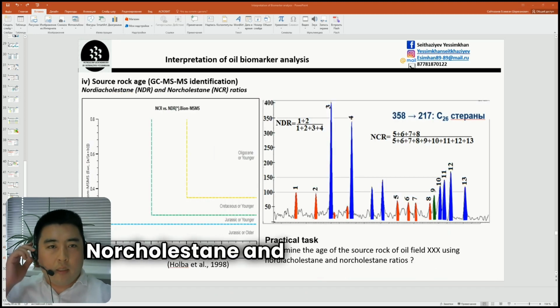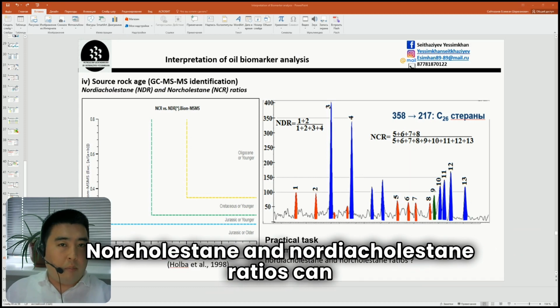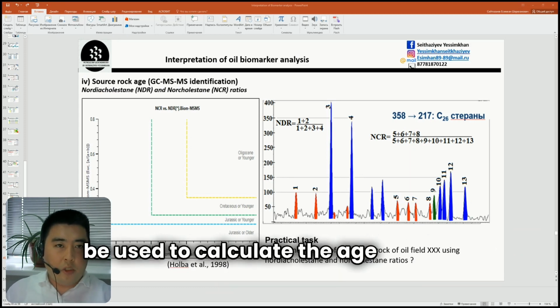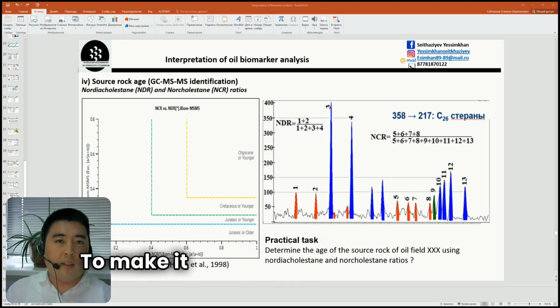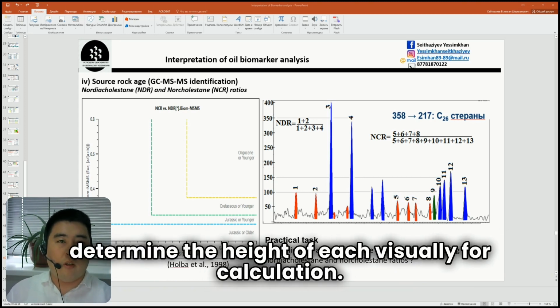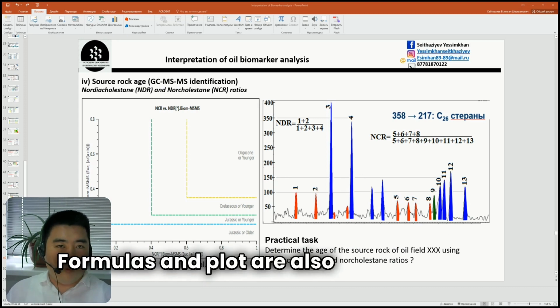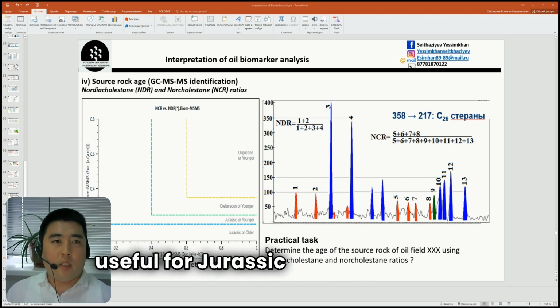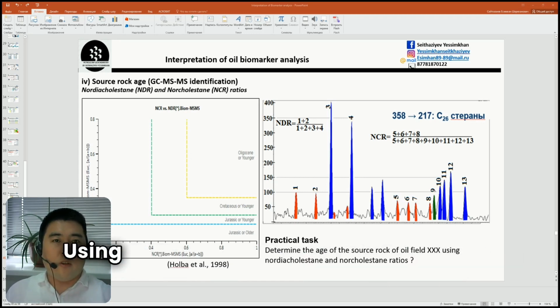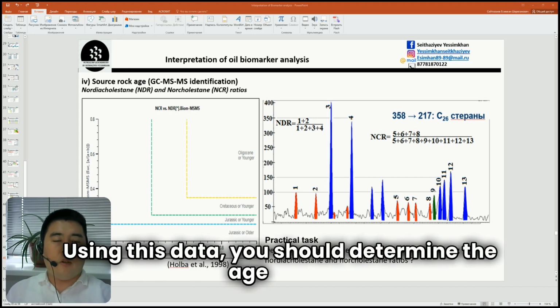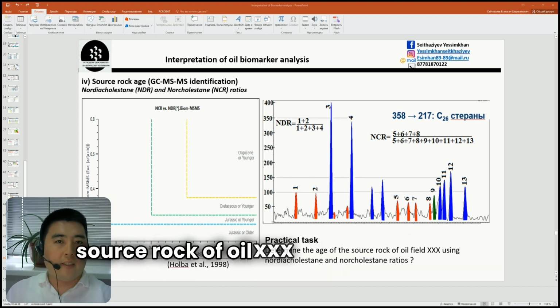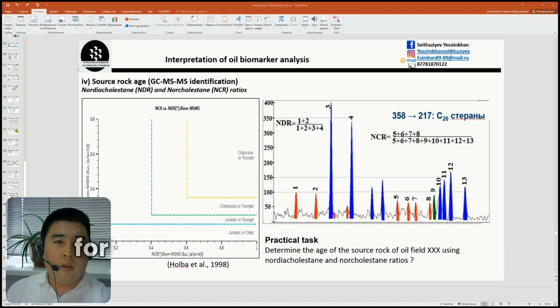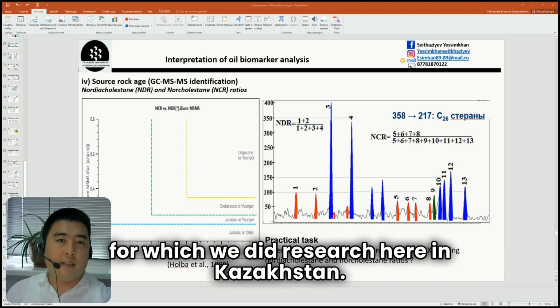Norcholestane and dinocholestane ratios can be used to calculate the age of source rock. To make it clear to you, I use numbers here instead of the long names. You can determine the height of each peak visually for calculation. Formulas and plot are also presented here. As you can see, this plot is useful for Jurassic or younger ages. Using this data, you should determine the age of the source rock of oil XXX. This is the Russian field for which we did research here in Kazakhstan.